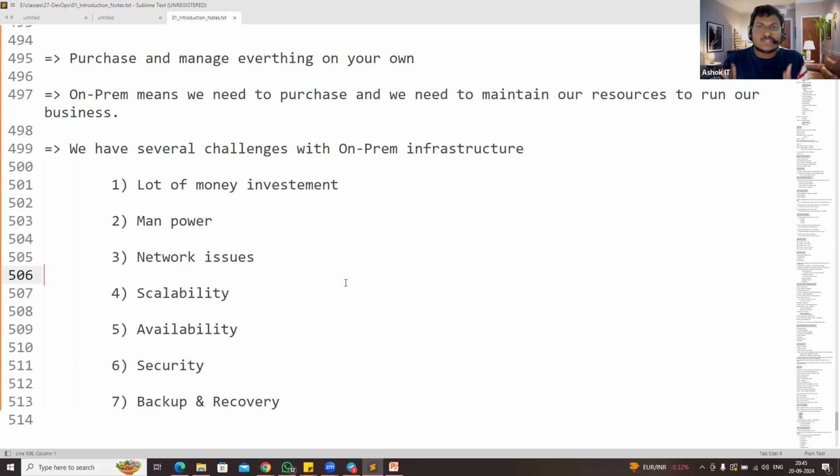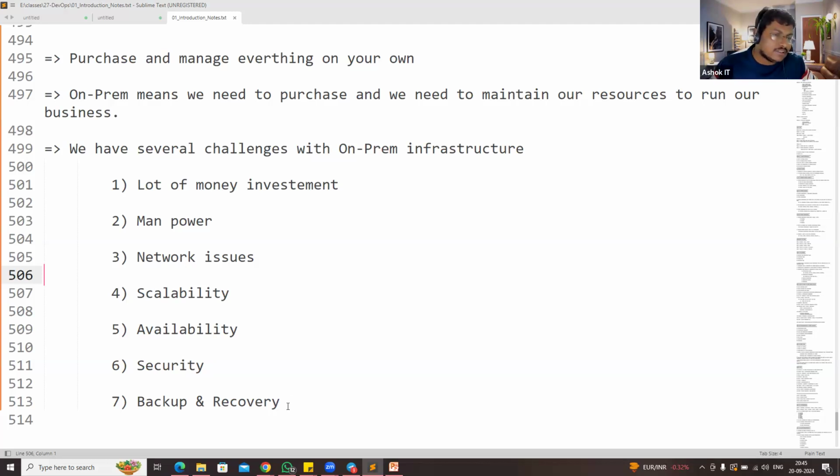So as a business owner, you are responsible. An employee will work like an employee. He will not work like an owner. They will come by 11 o'clock and go by 6 o'clock or 8 o'clock. Their work is completed. But you need to deal with all these issues as a business owner.